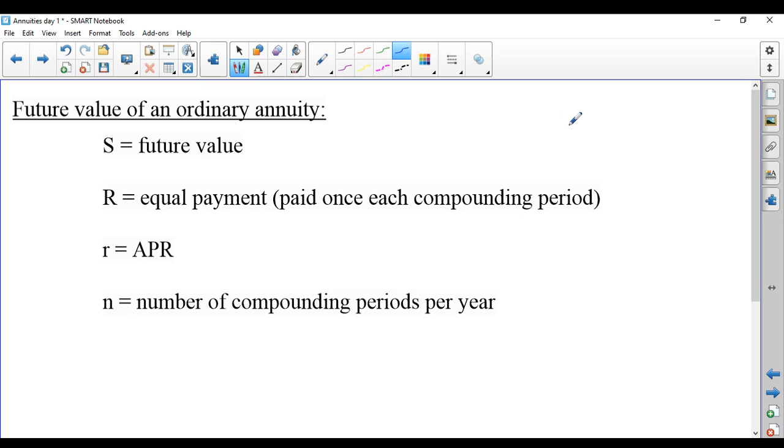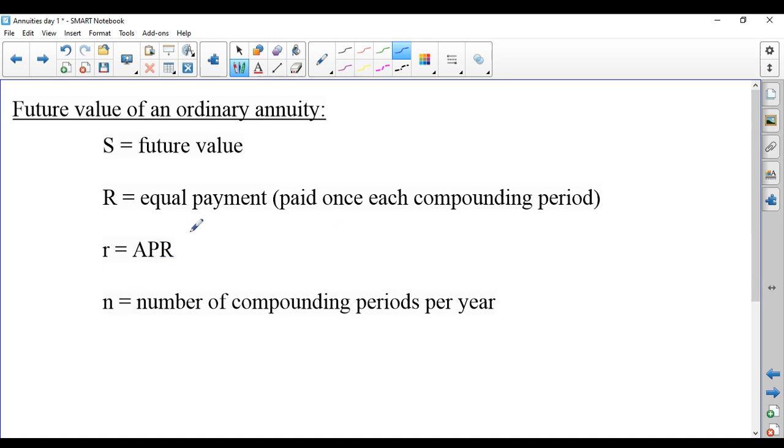There's a formula to find the future value of an ordinary annuity. Future value is how much money you have after a number of years. In this formula, we're going to use capital R for the equal payment. That's the amount that you put in each compounding period. A lot of these examples, the compounding period is monthly. Sometimes it's twice per month, but most of them are monthly, just because that's when the interest is compounding.